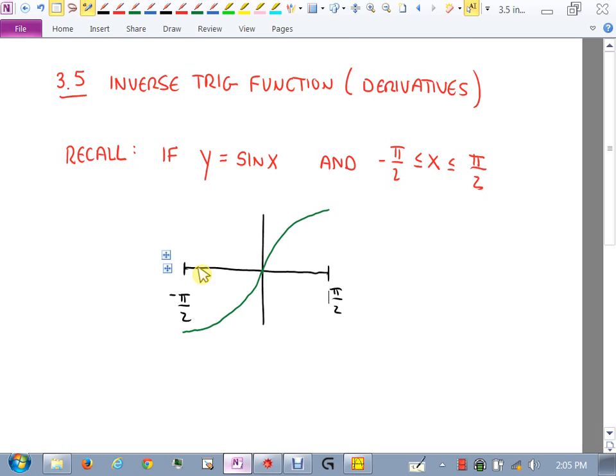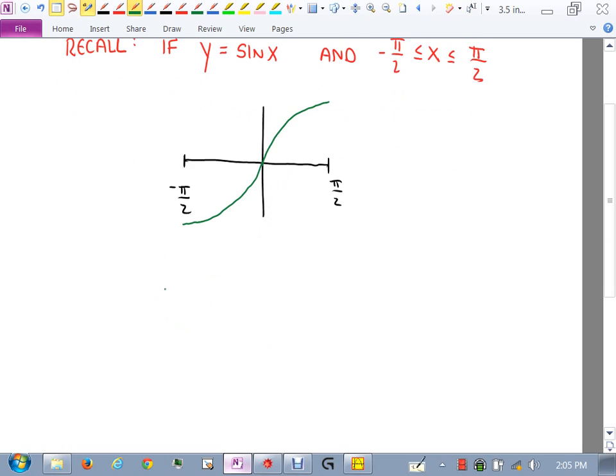So the inverse, we define y equals sine inverse of x to be the inverse or the arc inverse of sine.